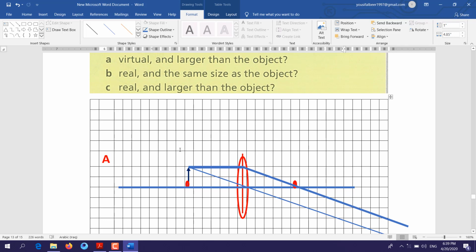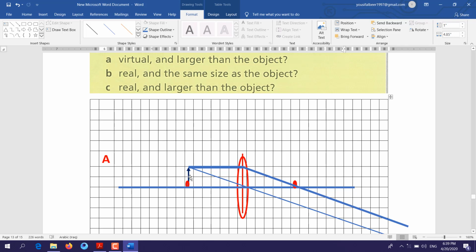Again, to answer this question, you need to draw the lens and the principal axis, then the principal focus, and you will try to get a virtual image that is larger than the object.